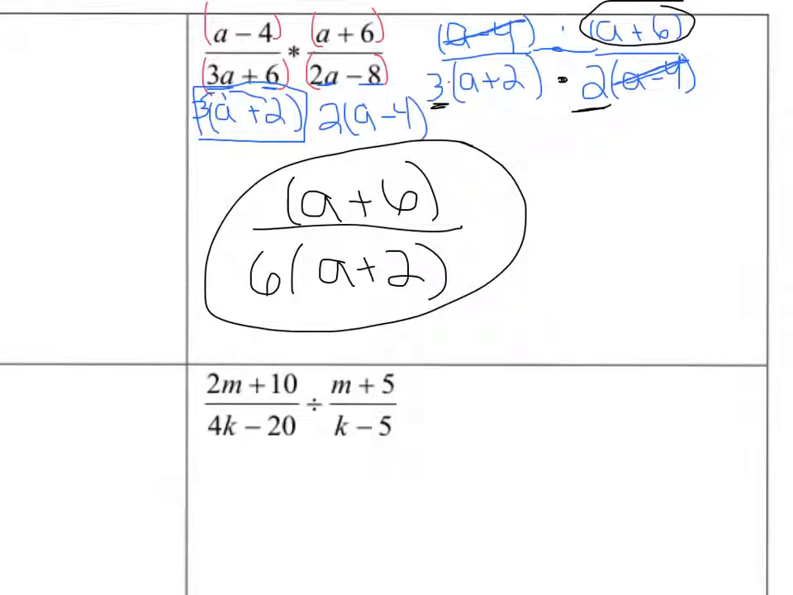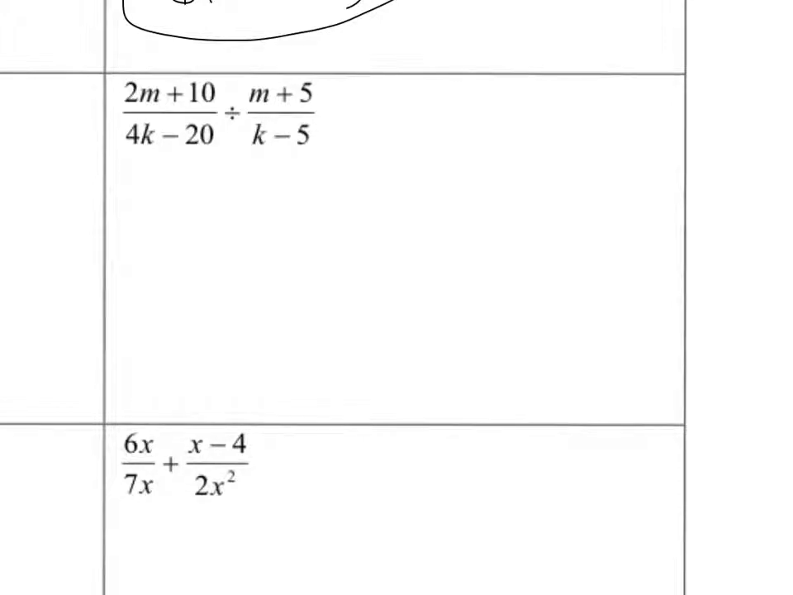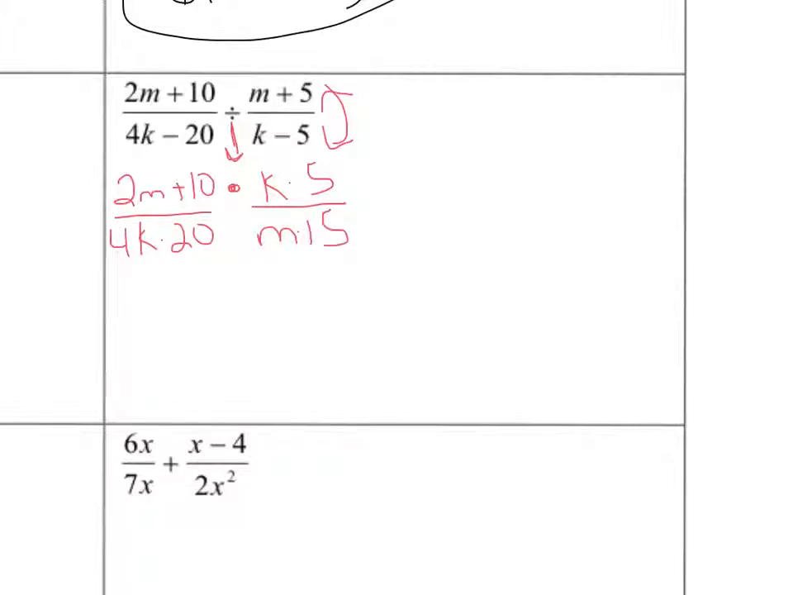In the second problem, we have division, and we talked earlier about what happens to division. So we're going to change division to times, and then we're going to flip the second fraction. So we are going to write 2m plus 10 over 4k minus 20. This changes to times, and then we flip the second fraction. So I have k minus 5 on top now, and m plus 5 on bottom.